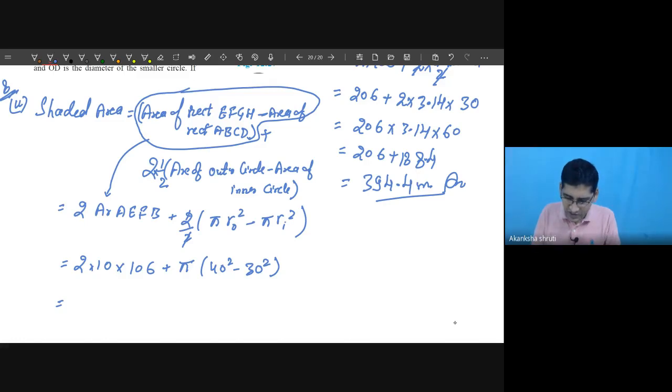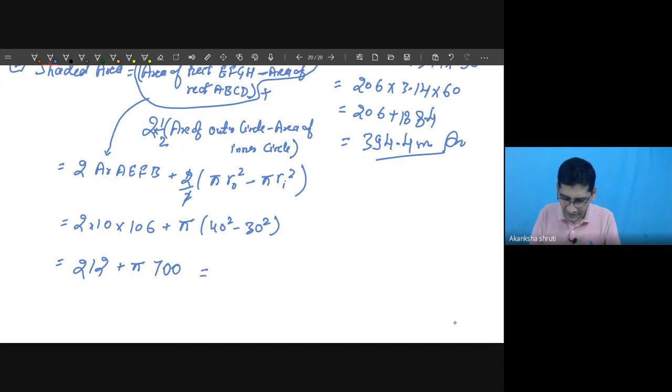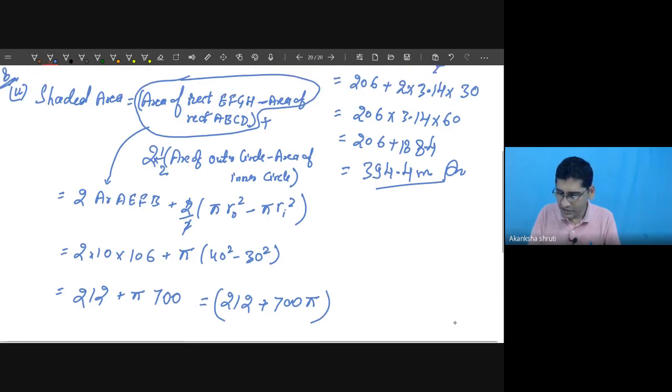So we can write 6 to the 12 plus pi, even this can be calculated, just a squared minus b squared. So one is a minus b, which is 10, and a plus b is 70, since 40 plus 30 is 70 and 40 minus 30 is 10. So one more 0 can be placed here. So it's simply 212 plus 700 pi, this much meter square.